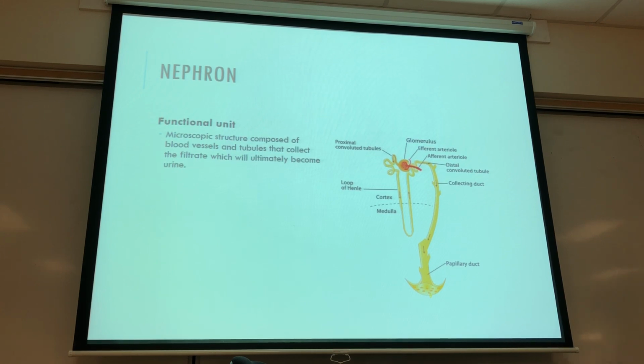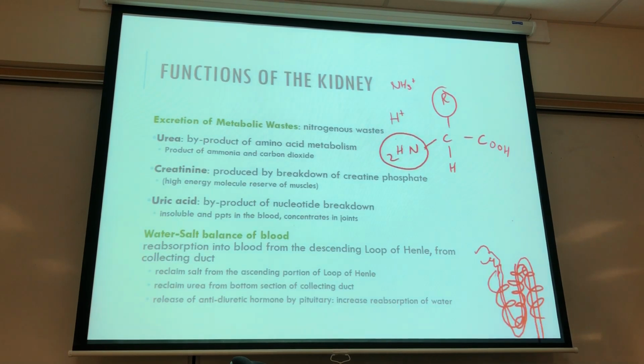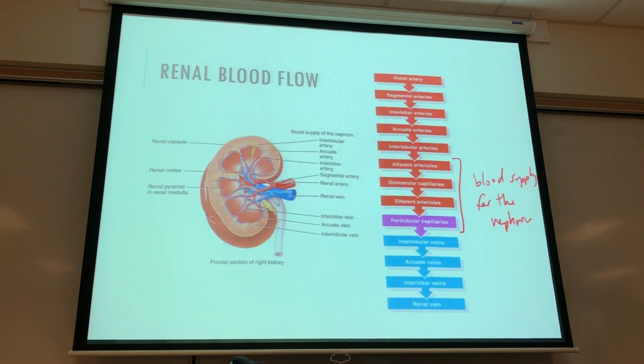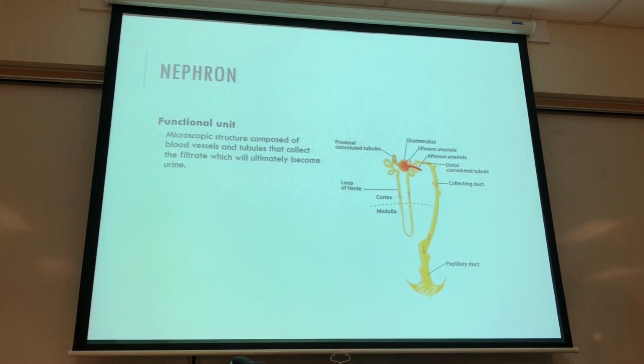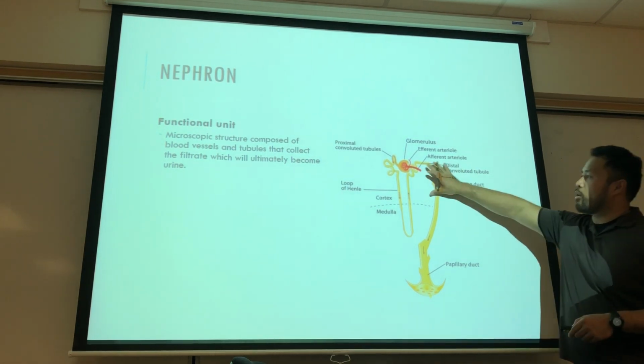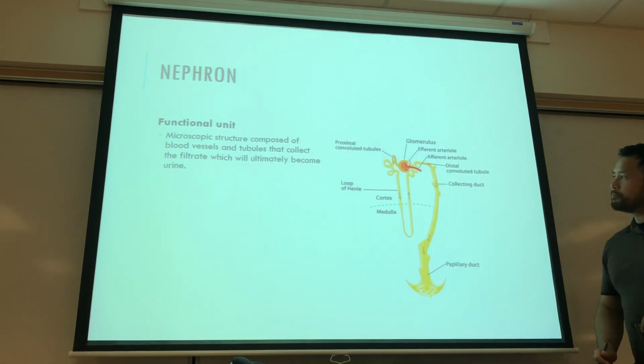So with that, we've now talked about specifically the functions. We talked about the blood flow. Now we need to take a look at the nephron. With the nephron, you'll be able to see this is the functional unit. And again, you're going to be able to see the divisions of the kidney. We have our cortex as well as the medulla.